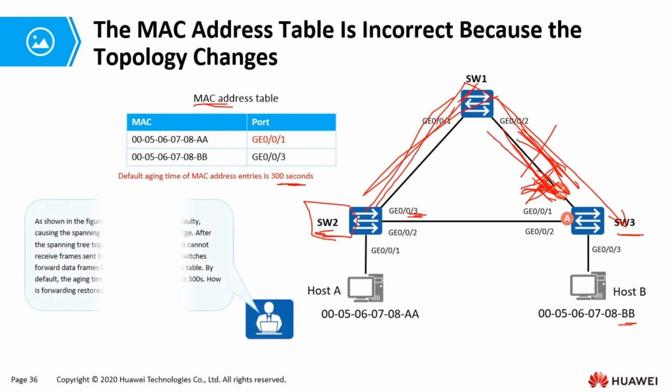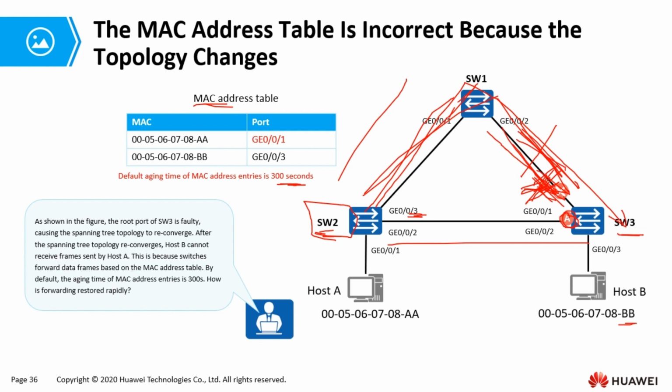You need to trigger the topology change notification BPDU to notify the other switches that this link is now down. So you have to use the Ethernet port to forward your data through here, no more going through switch 1. You have to send directly from switch 2 to switch 3 through G002. But how are they going to trigger this? We will see on the next slide.